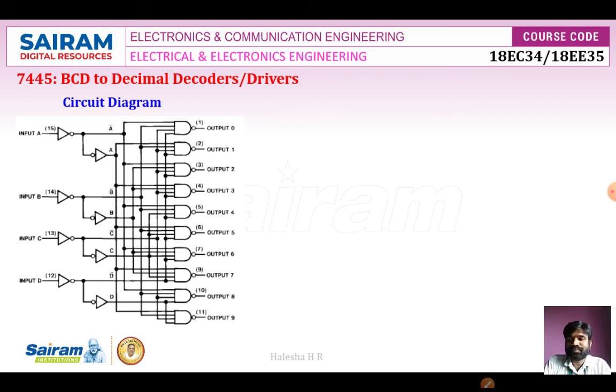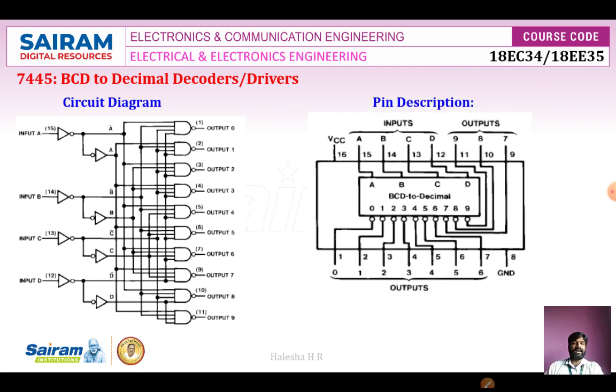As I said, 8 inverters are used in pairs for 4 inputs, and we have 10 4-input NAND gates. Outputs of the NAND gates correspond to outputs 0 to 9, and this is the pin description. Again, it is a 16 pin IC. Observe the 4 inputs, A, B, C, D, and 10 outputs, 0 to 9. The remaining 2 pins are VCC and ground.